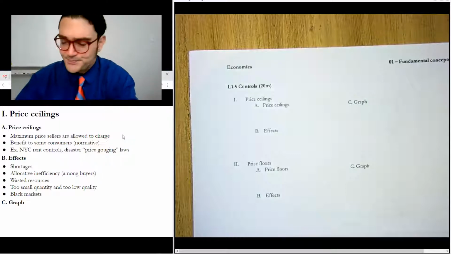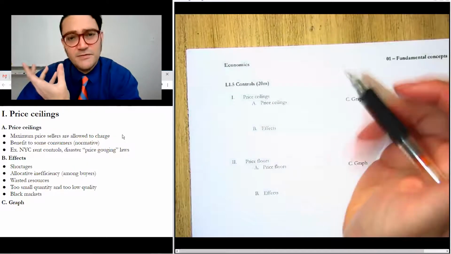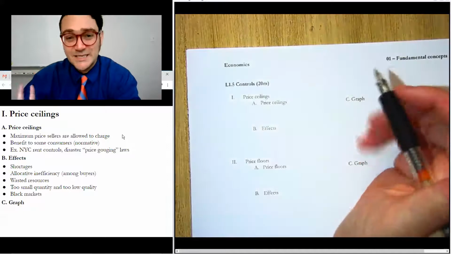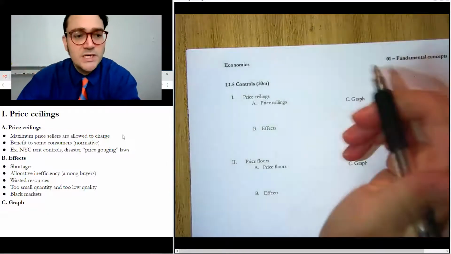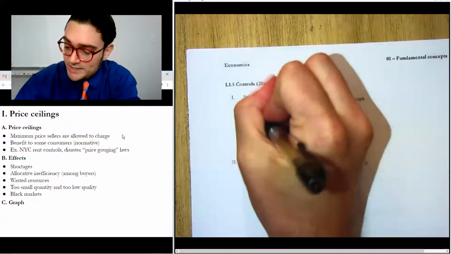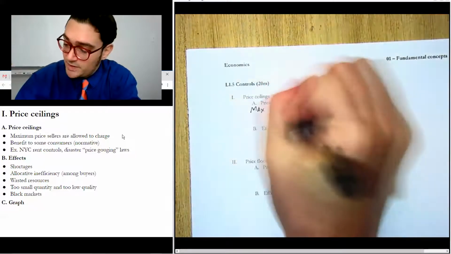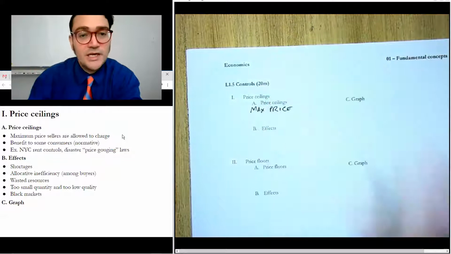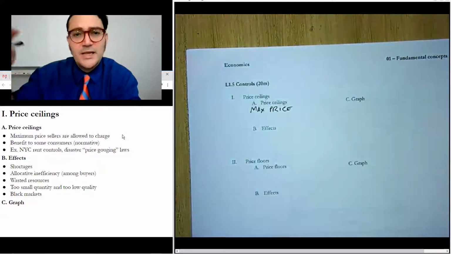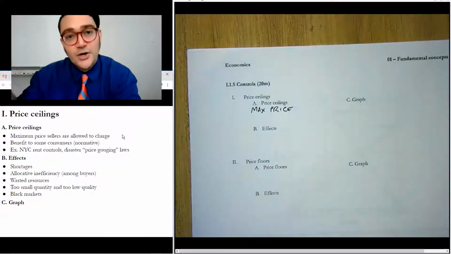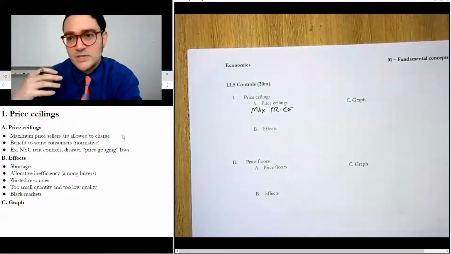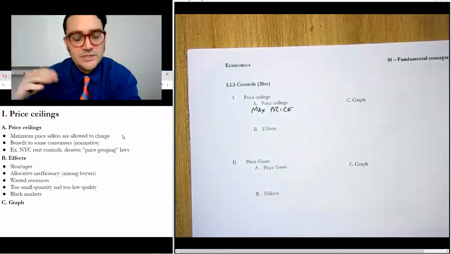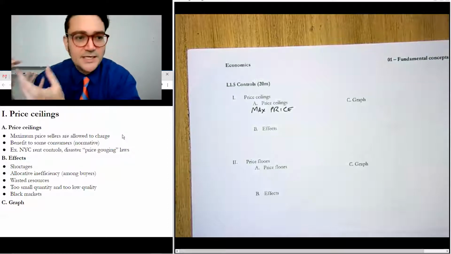So let's get started. The first type of price control is a price ceiling. There are two types of price controls: price ceilings and price floors. A price ceiling is a maximum price, the maximum price in the market. The government says you're not allowed to buy and sell higher than a certain price. So even if you wanted to transact at $12, you're only allowed to sell it for 10. That's the idea here.